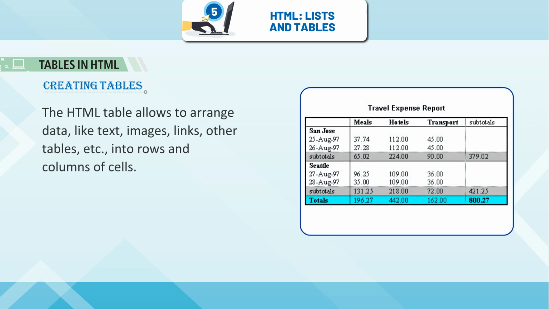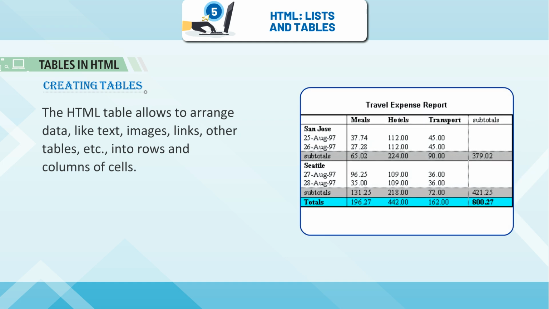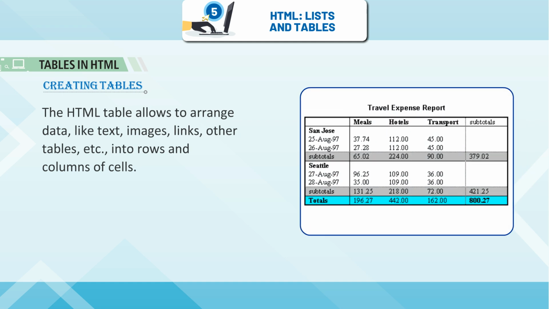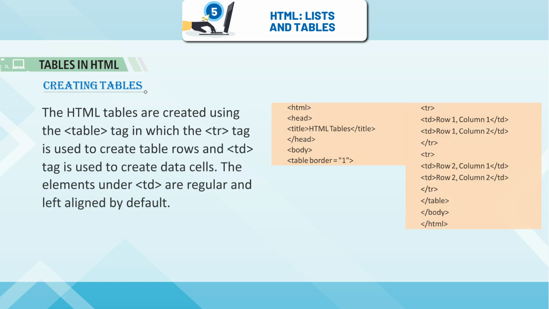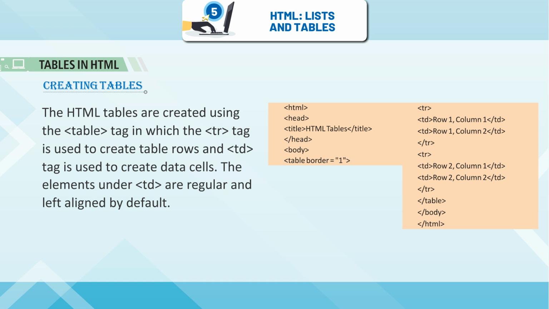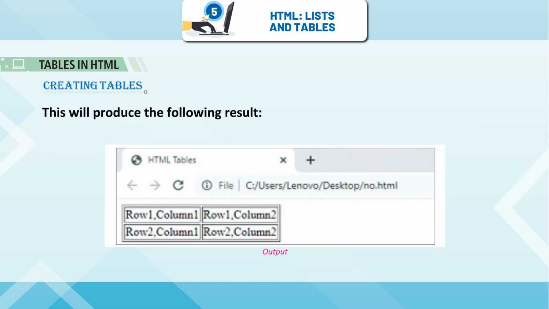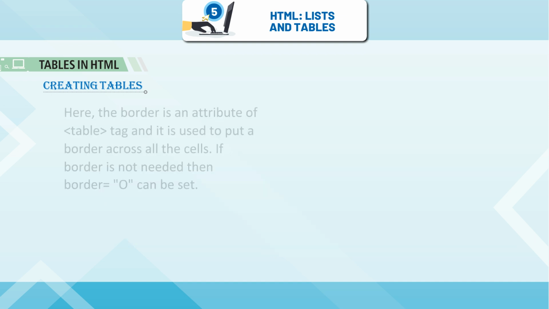Creating tables. The HTML table allows us to arrange data like text, images, links, other tables, etc. into rows and columns of cells. The HTML tables are created using the table tag, in which the TR tag is used to create table rows and TD tag is used to create data cells. The elements under TD are regular and left aligned by default. This will produce the following result.